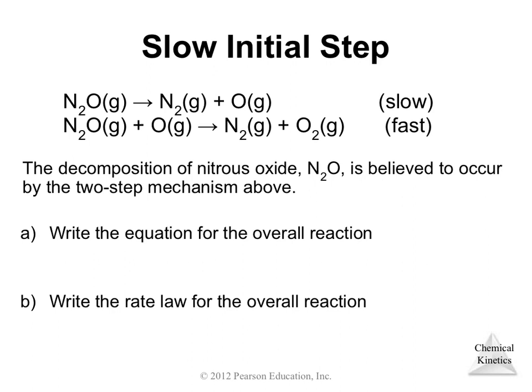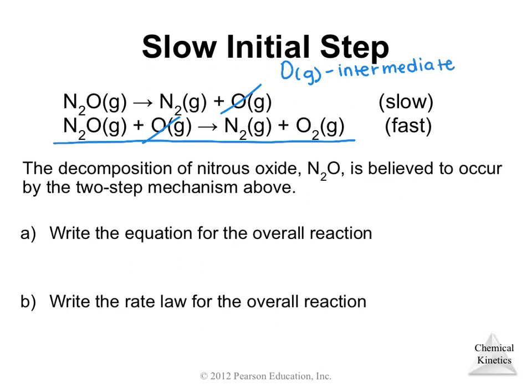Okay, so let's look at one more of these examples, and then there are a few examples in your book assignment as well. So the decomposition of nitrous oxide, N2O, is believed to occur by the two-step mechanism above. First, we're going to write the equation for the overall reaction. So we are going to cancel out our intermediate. So we start with N2O, creates N2NO, and then that and more N2O and oxygen react to form our N2 and O2. So the thing that I see in the reactants and products is my oxygen gas. So that is going to be our intermediate.